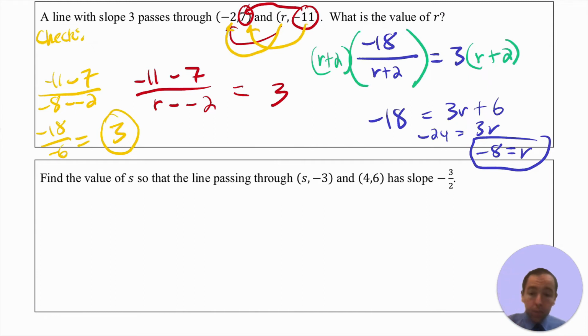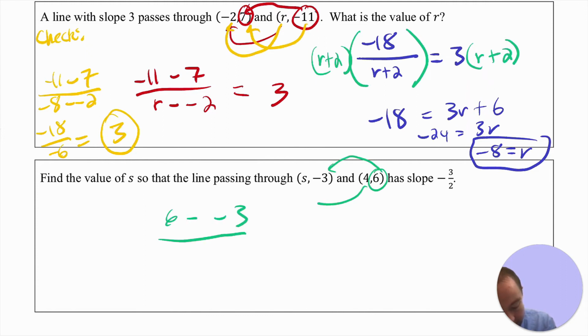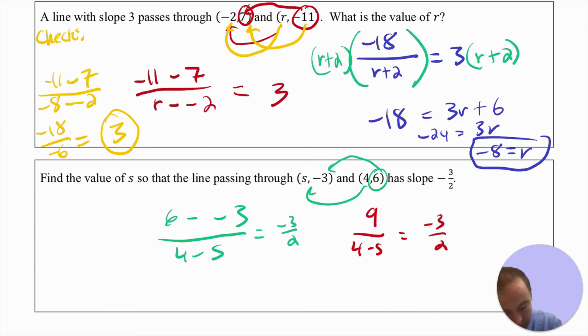And then the example right below this says to find the value of s of the line passing through (s, -3) and (4, 6), that has slope -3/2. So it's basically the same sort of thing going on right here, that if we find the slope of this, which would be 6 minus -3 over 4 minus s, then that's going to be equal to a slope of -3/2. So simplifying just a little bit, we get 9 over the quantity of 4 minus s equals -3 over 2. So since s is on the bottom there, we'll want to multiply by 4 minus s to undo that.